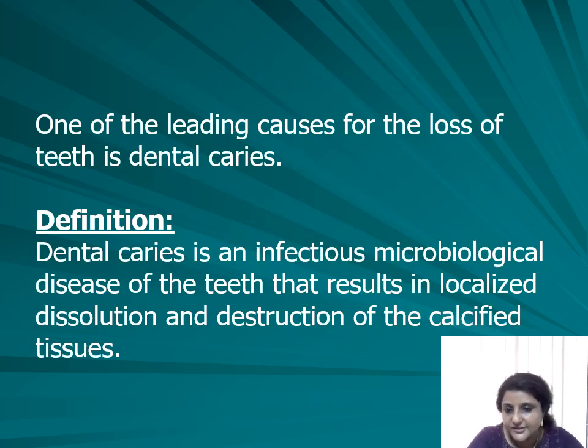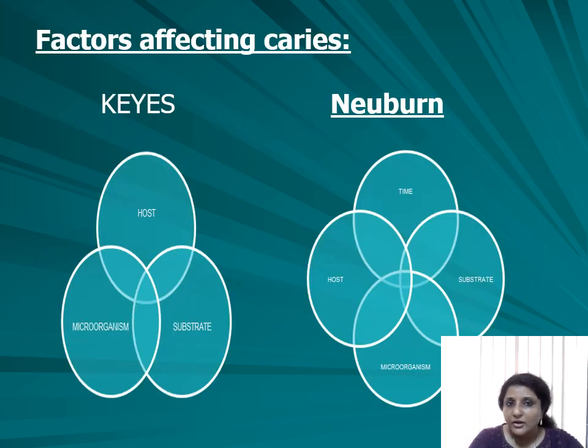One of the leading causes for the loss of tooth is dental caries. It is defined as an infectious microbiological disease of the teeth that results in localized dissolution and destruction of the calcified tissues. What are the factors that affect caries?